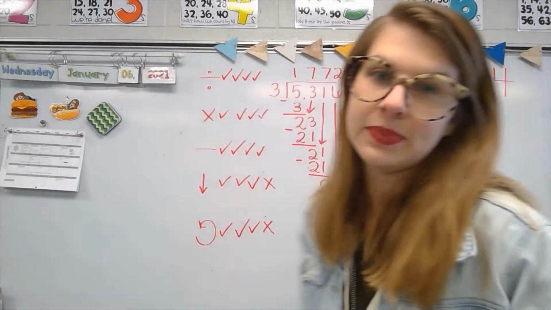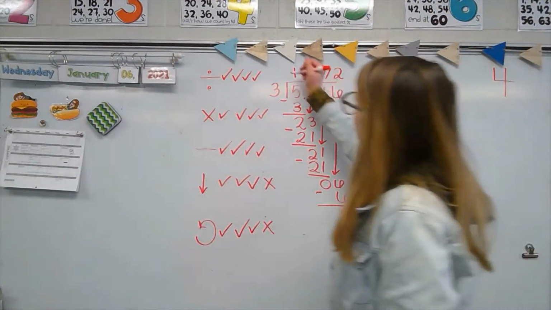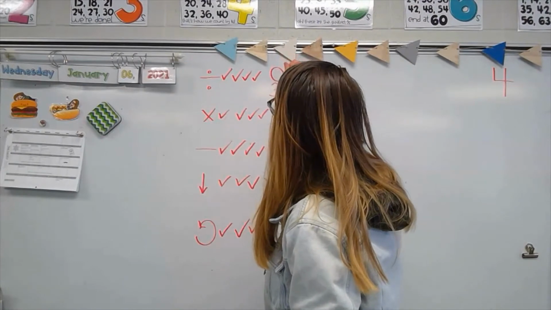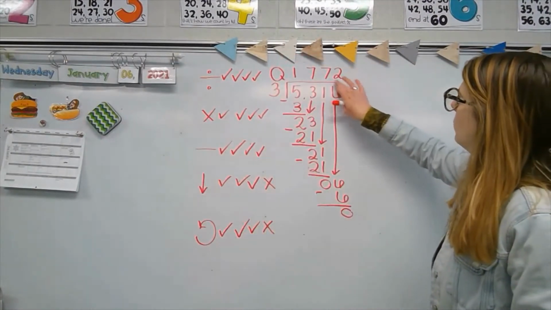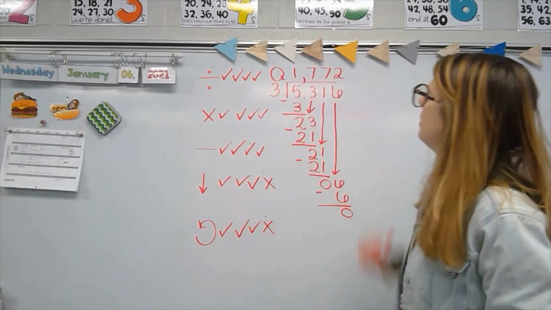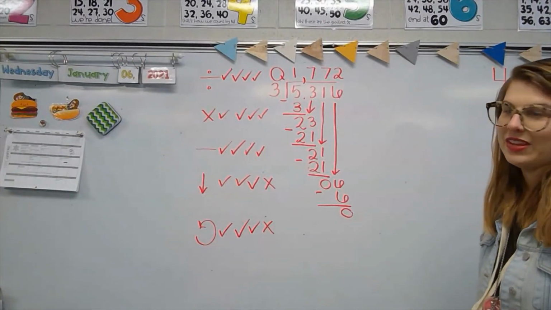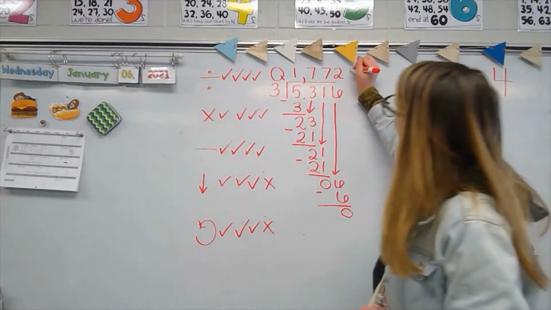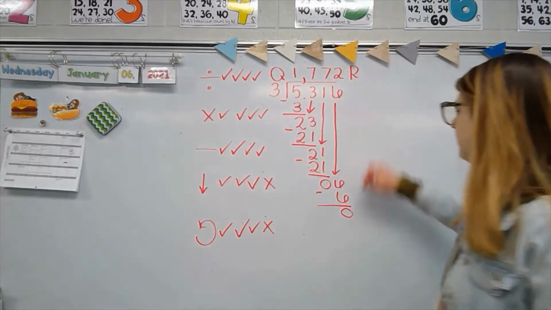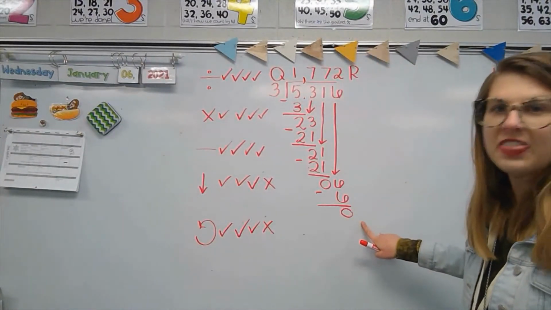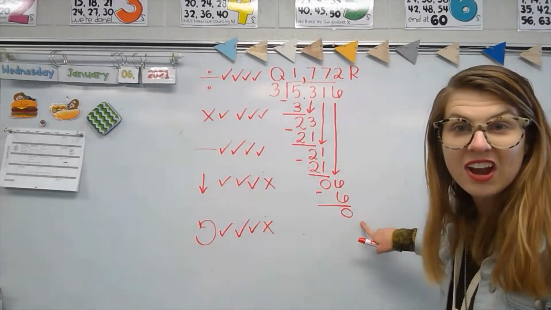Can you believe that? That means that our quotient, our answer at the top, 1, 2, 3, is 1,772. Our remainder is nothing. Nothing at all.